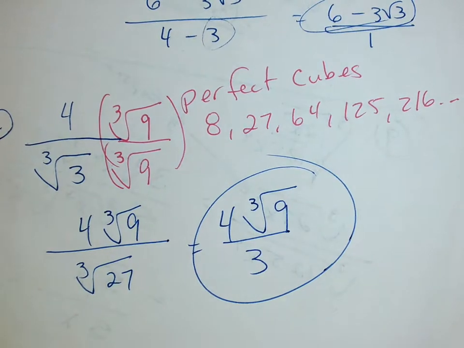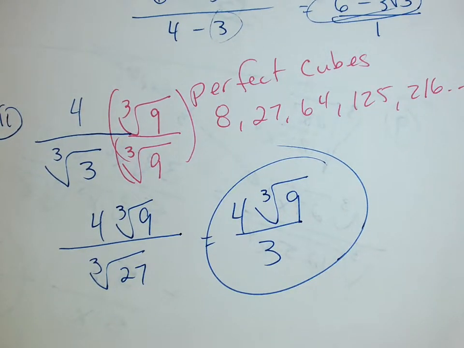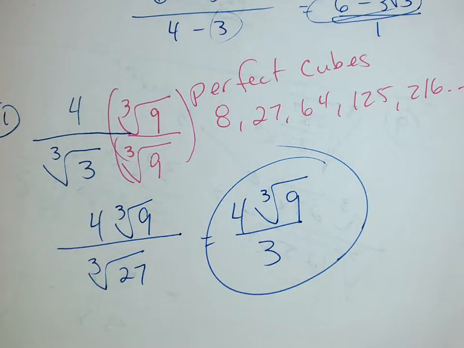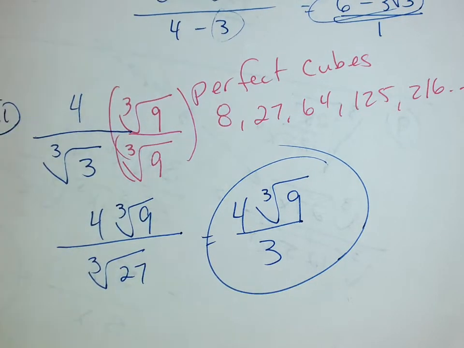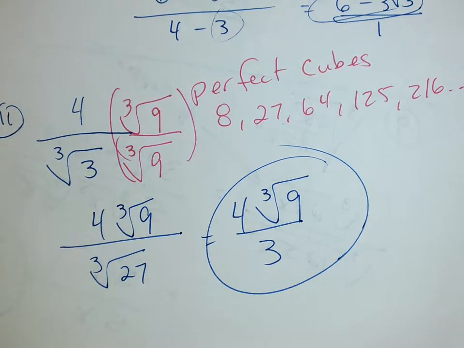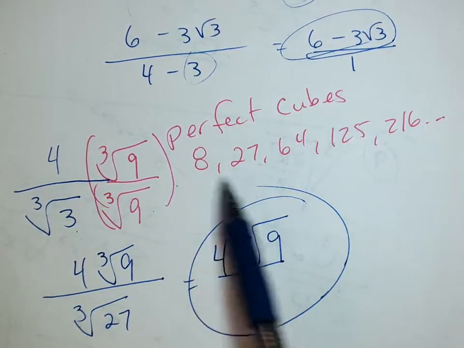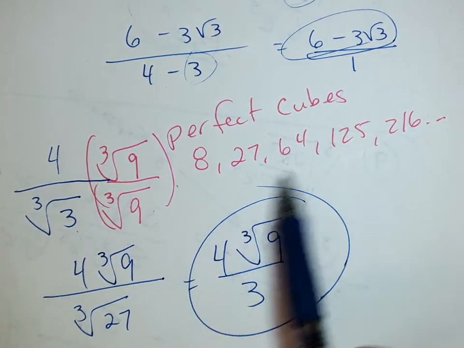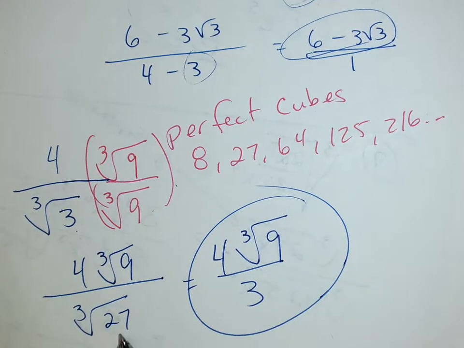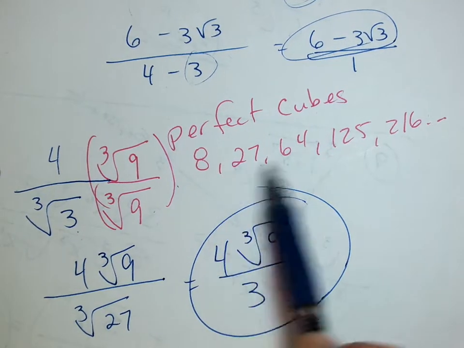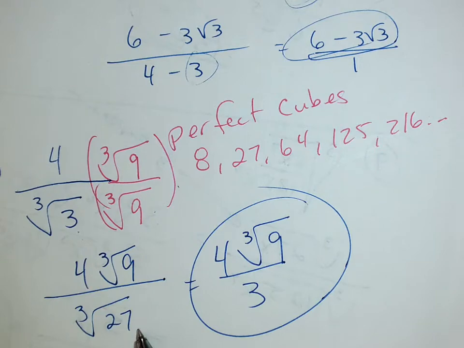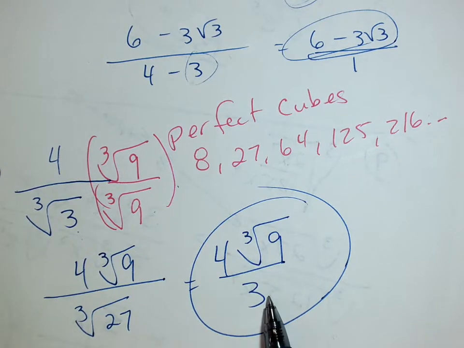What happens if you use the cube root of 3 instead of the cube root of 9? It wouldn't work, because you'd get the cube root of 9 and there is no cube root of 9. You have to make one of these numbers on the bottom. These are your perfect cubes. And I did, didn't I? The cube root of 27 is 3. Does that make sense?